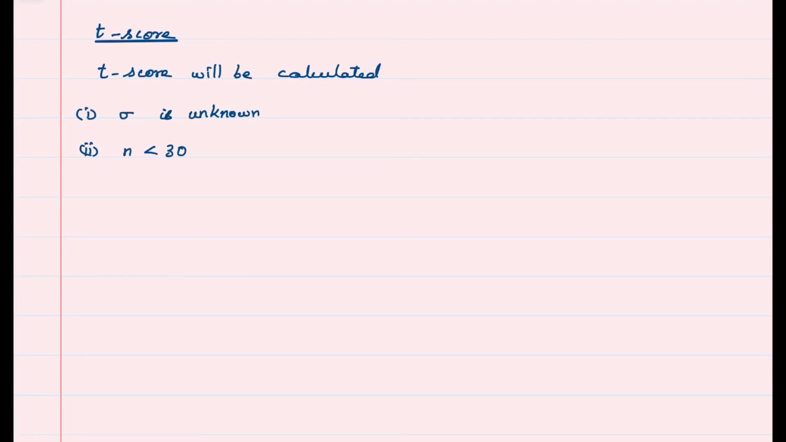Now, let us see when to calculate the t-score. So, t-score will be calculated when the standard deviation of the population sigma is unknown and when the sample size n is less than 30. Then the t-score formula is x bar minus mu divided by s by root n.